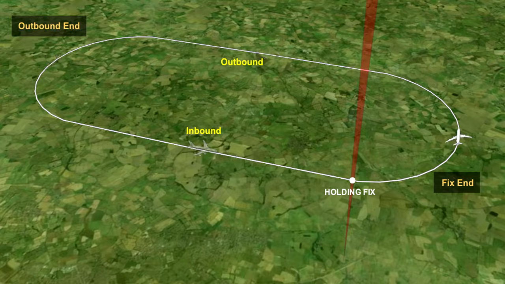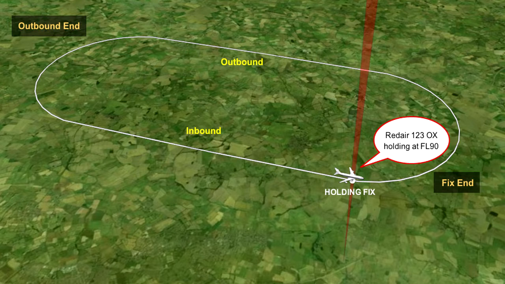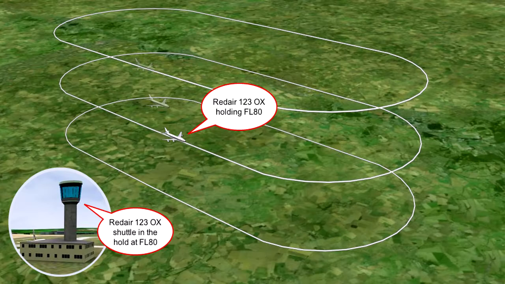Pilots must compensate for wind during this manoeuvre. So having been instructed to hold at a certain fix, on the second time around the hold, the pilot will report that he is holding at the specified height at the holding fix. When cleared to descend in the hold, the aeroplane should descend as soon as possible. There is no need to wait until over the fix. This process of descending is known as shuttling.